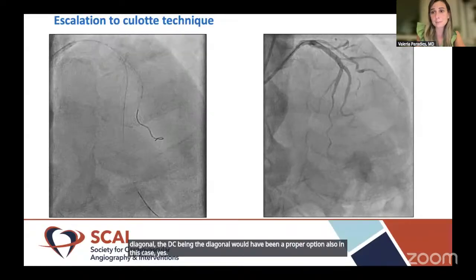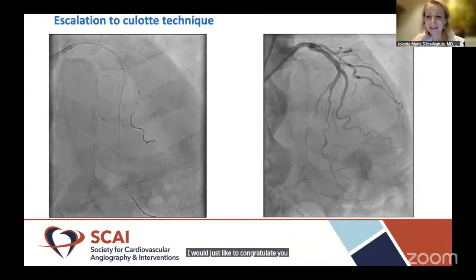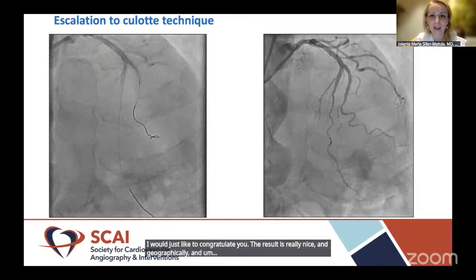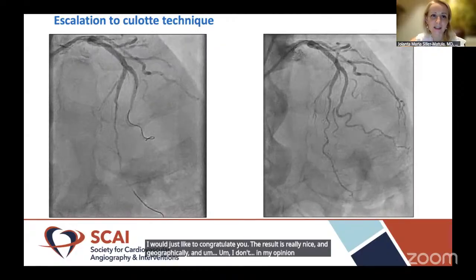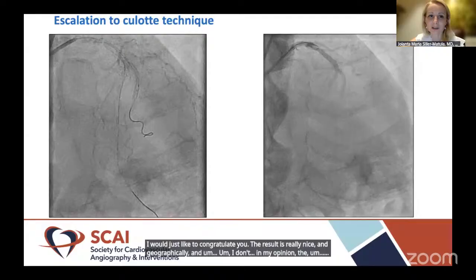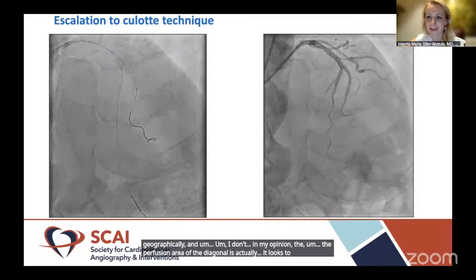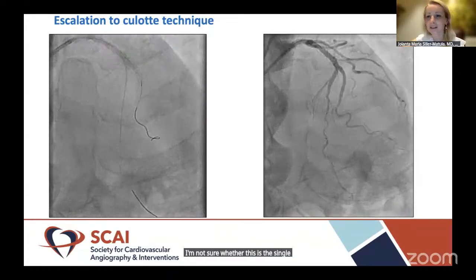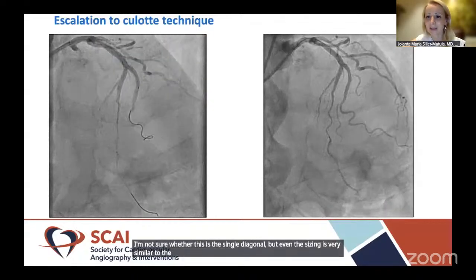Yes. I would just like to congratulate you. The result is really nice angiographically, and in my opinion the perfusion area of the diagonal looks to be large. I'm not sure whether this is the single diagonal, but even the sizing is very similar to the LAD.